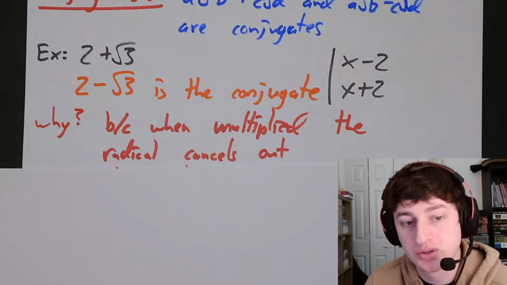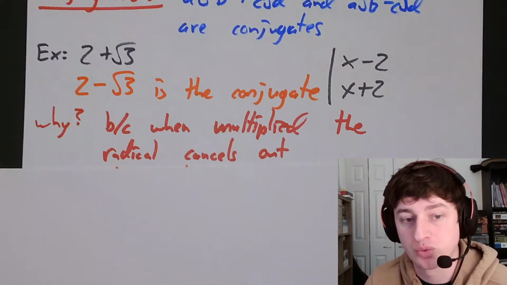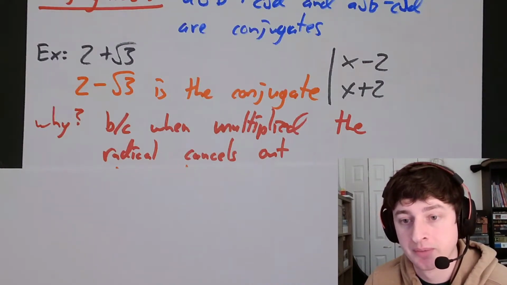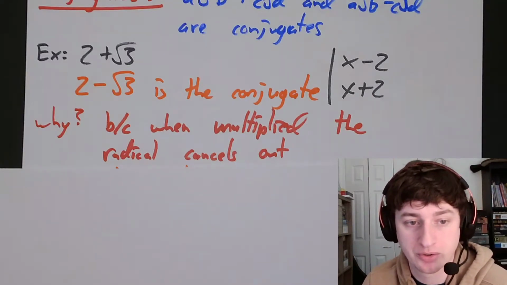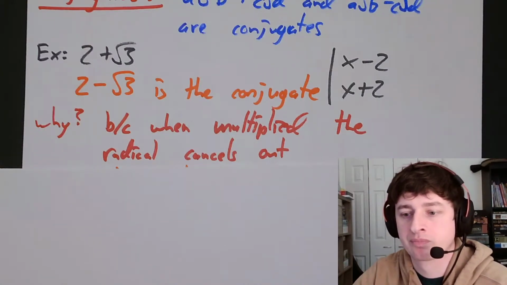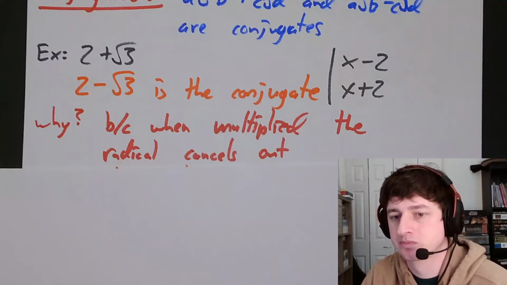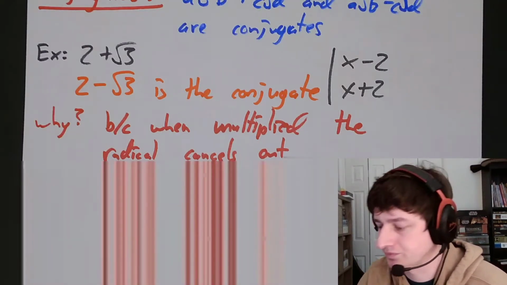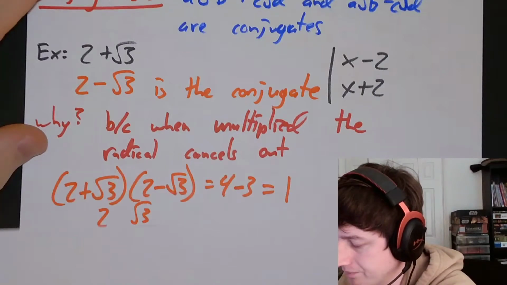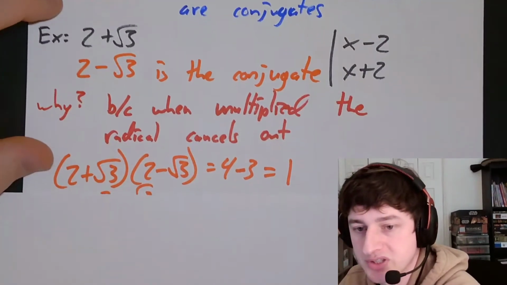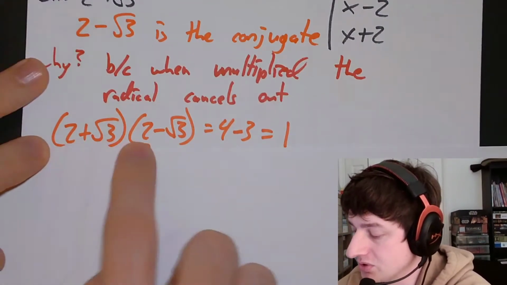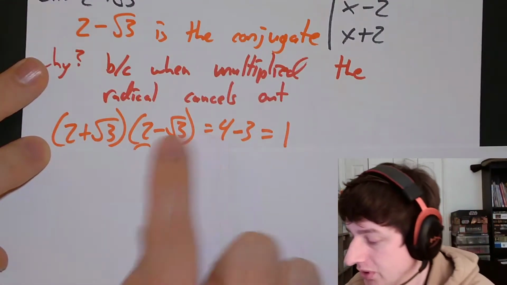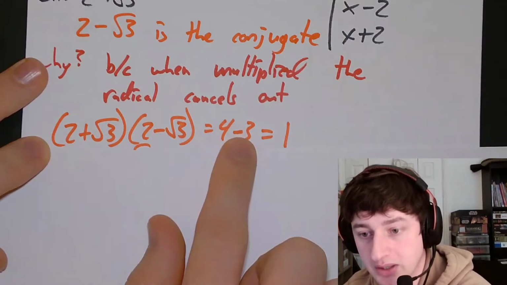And so remember, our goal is to get the radical out of the denominator. So when we multiply like this, the radical disappears, which means we won't have a radical in the denominator anymore. Okay. So for example, if I do those same numbers, we're going to get 2 times 2 is 4. Square root of 3 times the square root of 3 is 3.